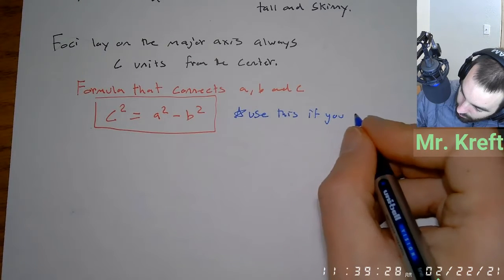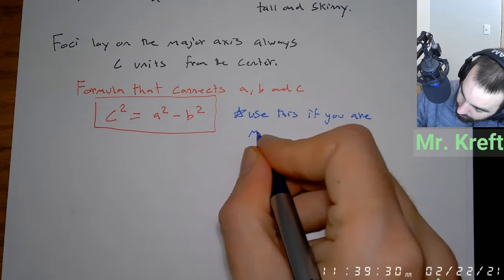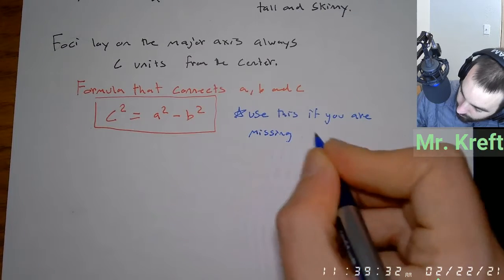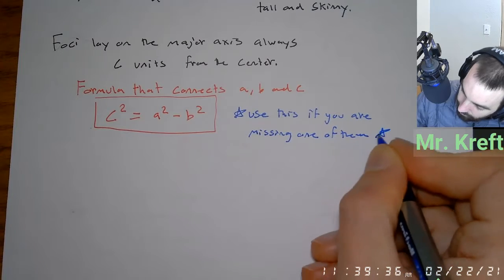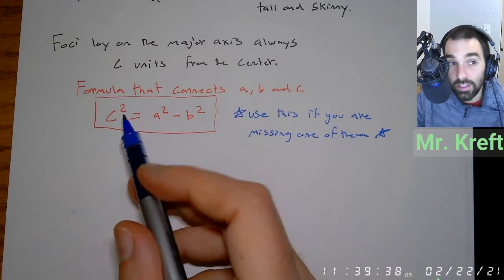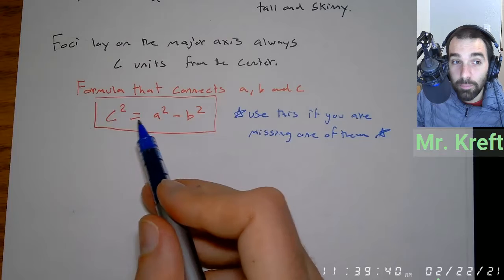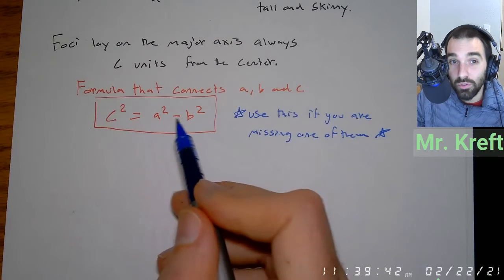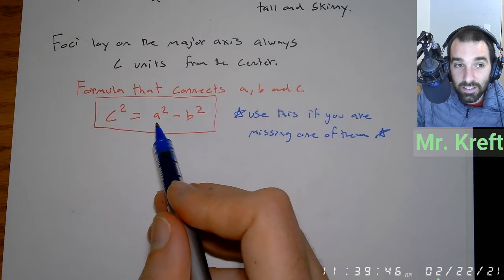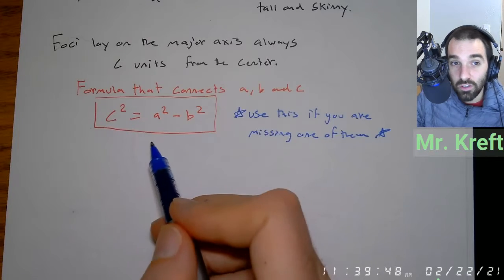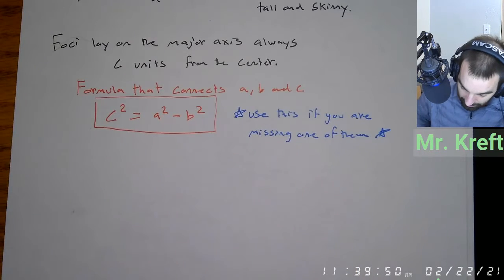If you are missing one of them, right? So if you have a problem where they give you C but you don't know B, then you can use this to solve. Or if you know the A and B but you don't know C, then you can use that. So that's how you're going to use that there.